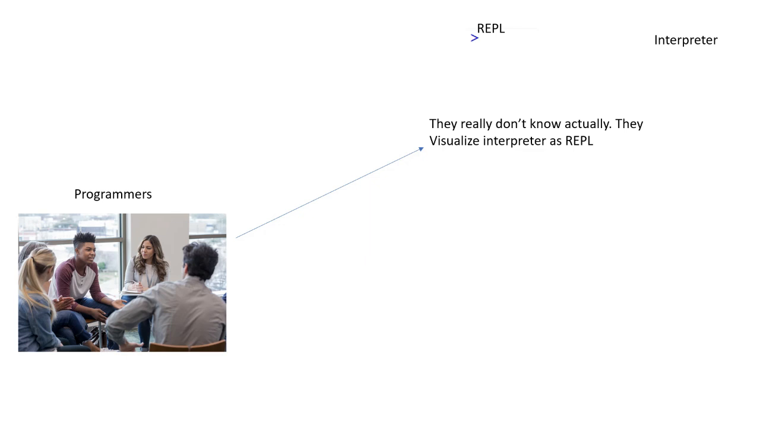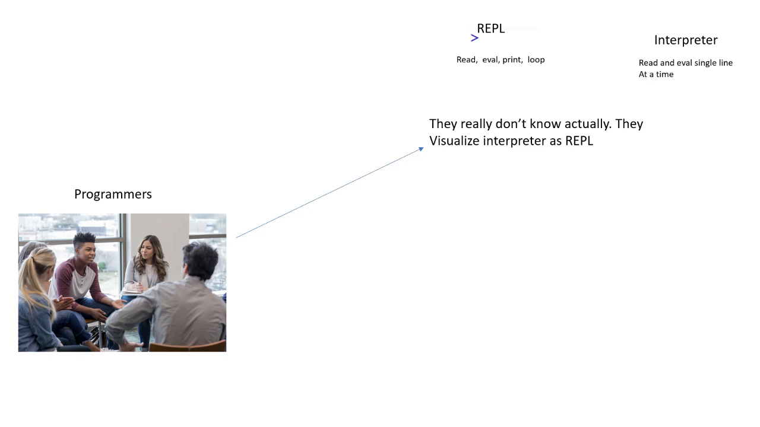Programmers really don't know what the difference is between an interpreter and REPL. They visualize the interpreter as a REPL, as I used to do in 2016 and 17, but it is not true. REPL is one program, interpreter is another program. These are two separate pieces of software. The interpreter reads and evals single lines at a time, but the REPL application reads, evals, prints and loops. That is the difference.